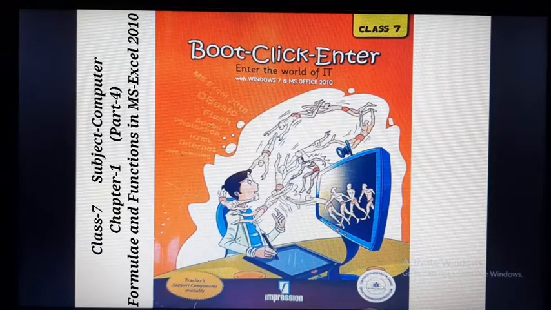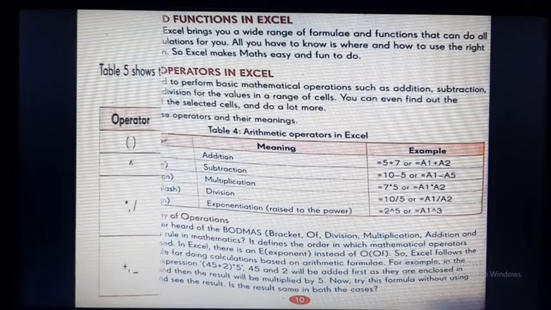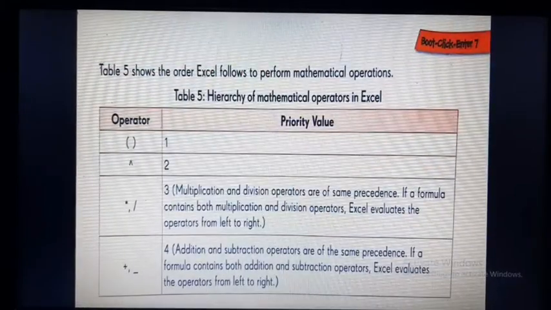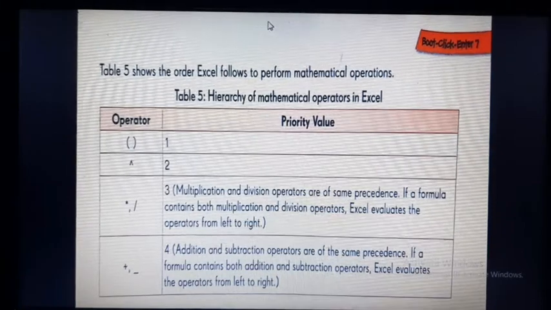In the last video session we covered formulas and arithmetic operators in Excel, how to write a formula, and the hierarchy of mathematical operators in Excel. Now in this video class I will show you practically how to do calculations based on arithmetic formulas and how to write a formula in Excel. So now let's open Excel.